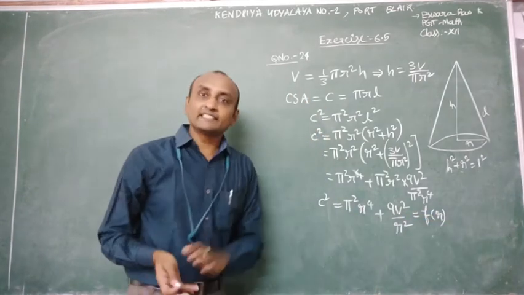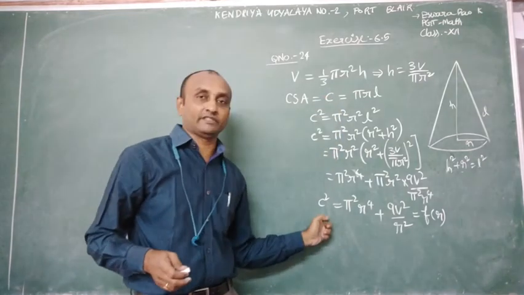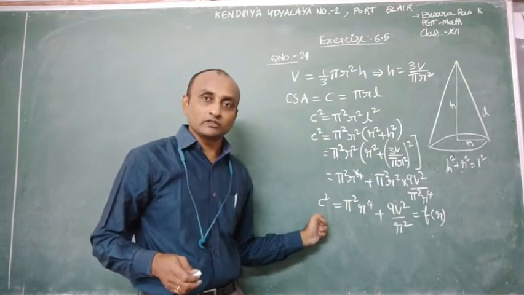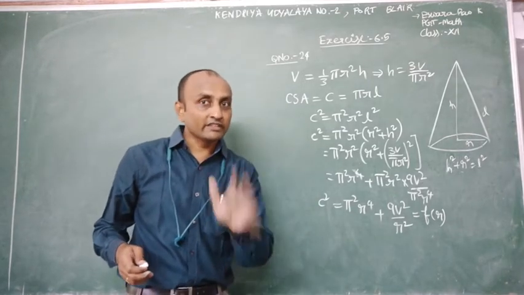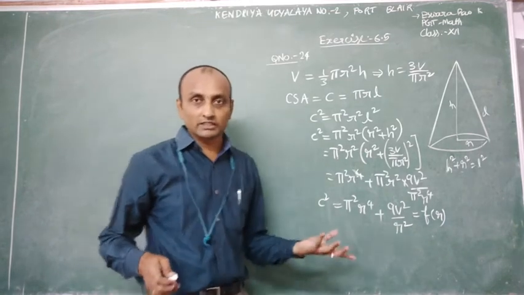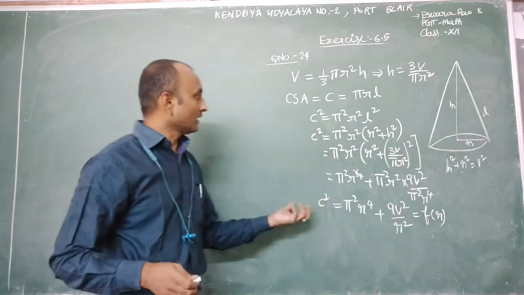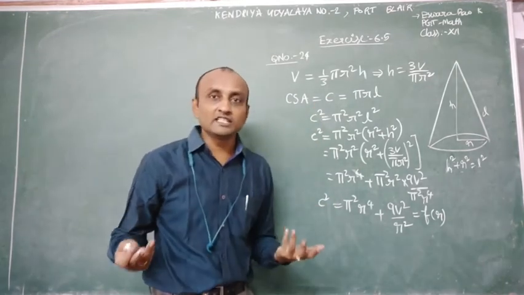So in order to minimize C, we minimize C square. We minimize C square because from 1 square to 9 square, the least is 1 square; from 1 to 9, the least is 1. In the same way, because in mensuration all the quantities must be non-negative, in order to minimize C, we minimize C square. That's all. So the required condition will come.